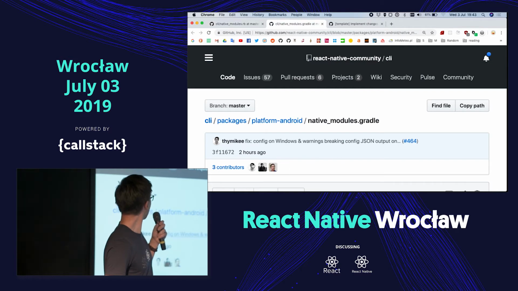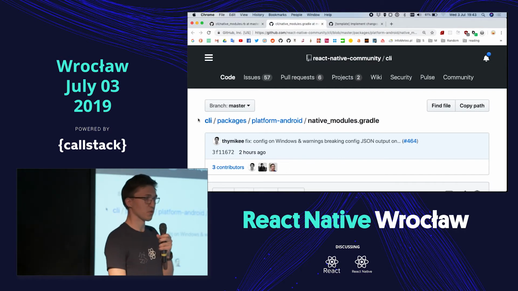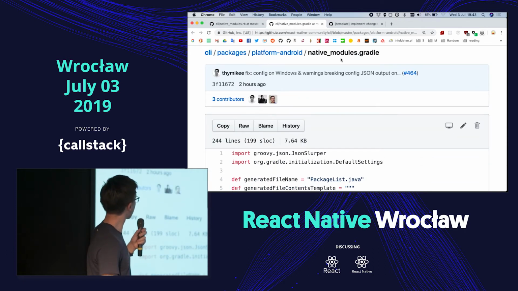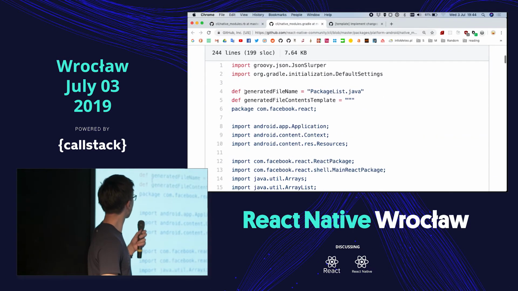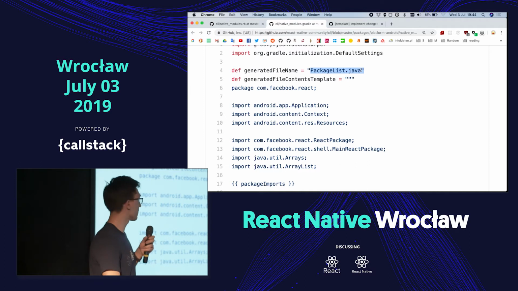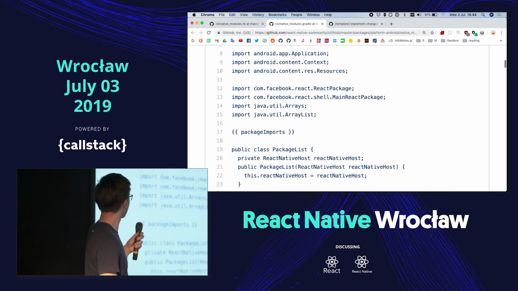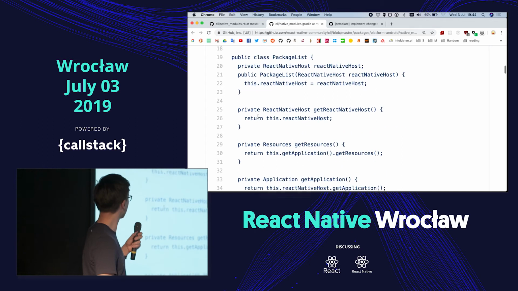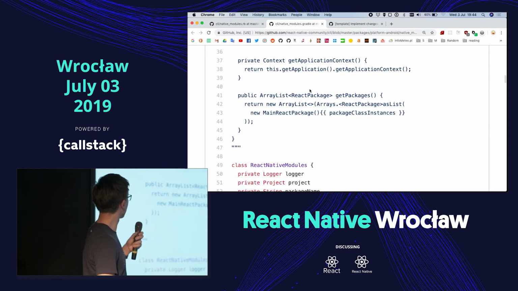So let's go for the code. It's not so bad. Let's start with Android. We have this native modules Gradle. It's a Gradle plugin, a Gradle script. We import some stuff. We define the template, we try to generate the package list Java file. It's going to contain our stuff that we need for running React Native, our package imports. They're going to be generated and put here based on configuration, and then we register them in the main React package.